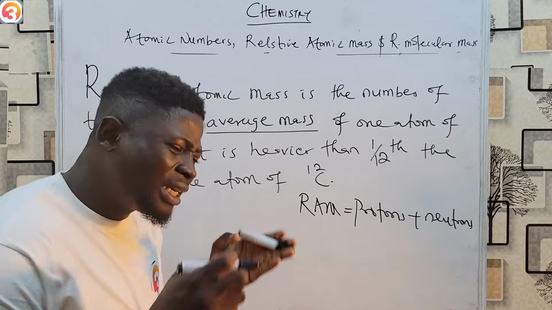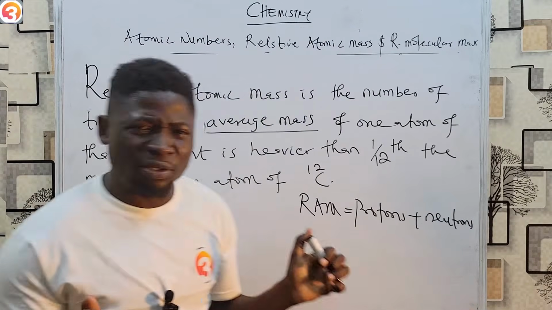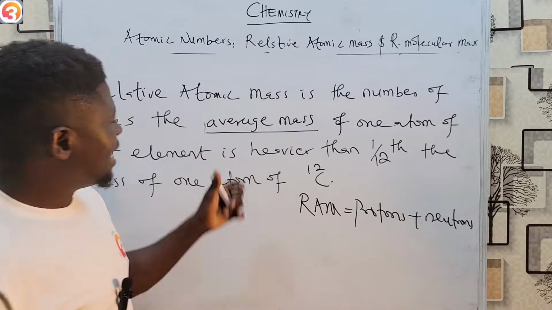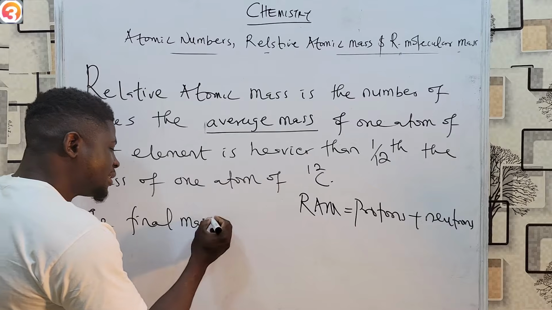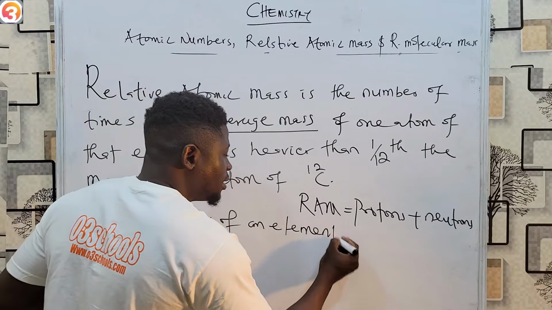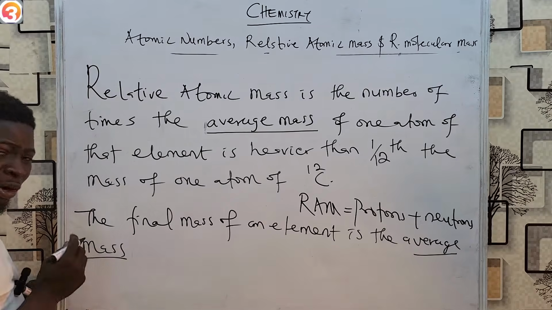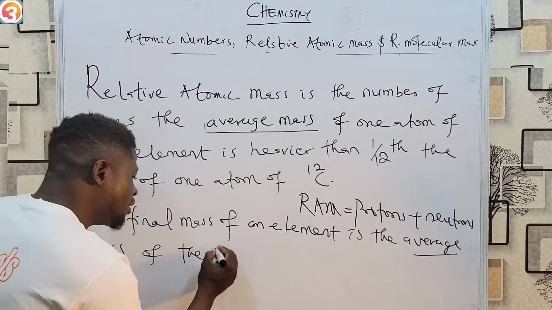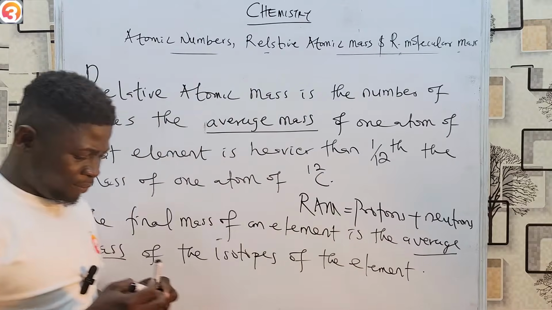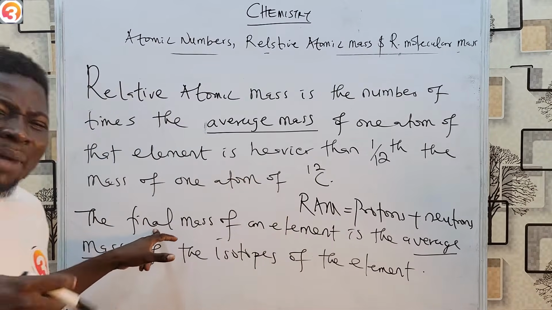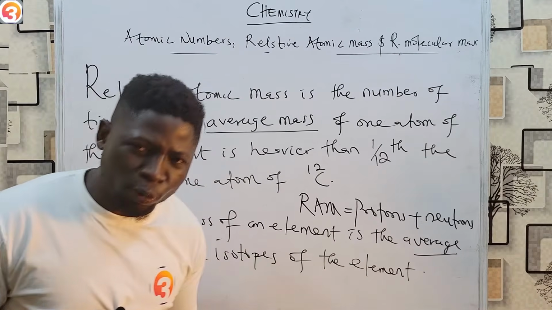We're using average mass. Why do we use average mass? You may want to ask yourself that question. The only valid reason, it's a JAMB question that can come out, so you have to take note of it. The only valid reason is that the final mass of an element is the average mass, which we are underlining, of the isotopes of the element under consideration. So we're using average mass here because what will determine the final mass of an element is the average mass of the isotopes of the element.